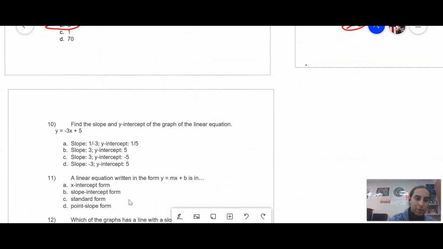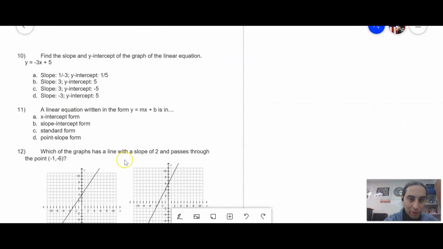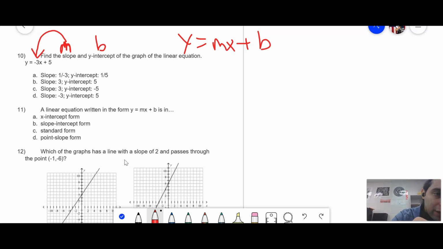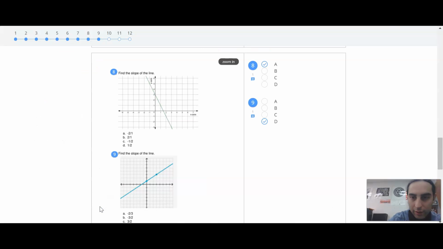So that was number 9. Look at number 10. Find the slope and y-intercept of the graph of the linear equation. Slope is m, y-intercept is b, and remember it's y equals mx plus b that we're looking at. So if it's y equals negative 3x plus 5, then my slope is negative 3. My y-intercept, my b, is positive 5. That will be letter D. 10D.